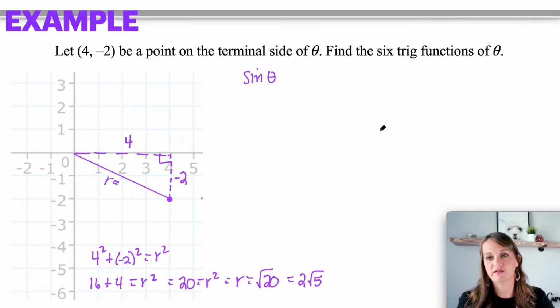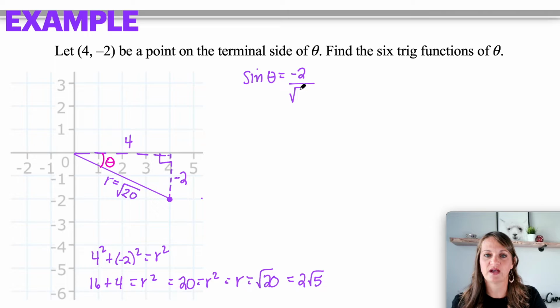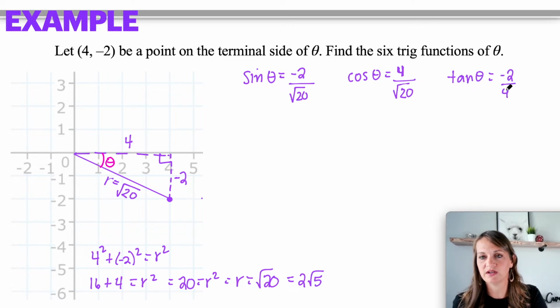So sine of my angle, which again, the angle is going to be there. So the sine of the angle is going to be opposite. Oh, I need to go ahead and actually write this. Is going to be the opposite over the hypotenuse. Cosine of the angle is going to be the adjacent over the hypotenuse. And tangent of the angle is going to be opposite over adjacent, which is -1/2.